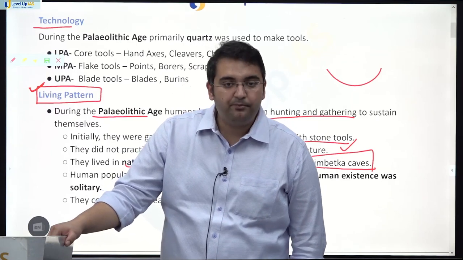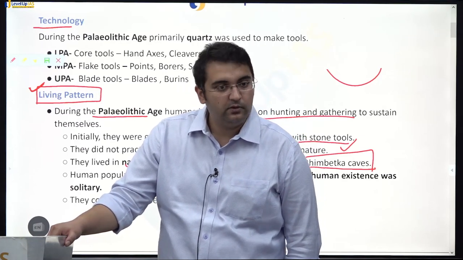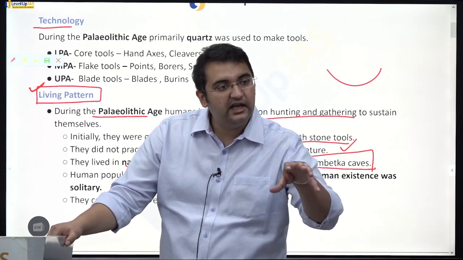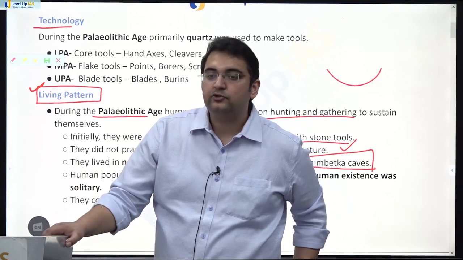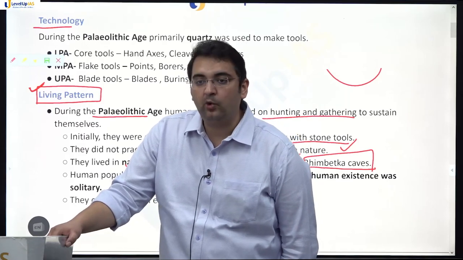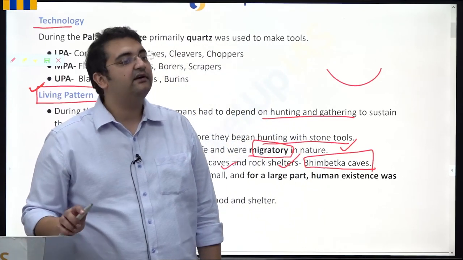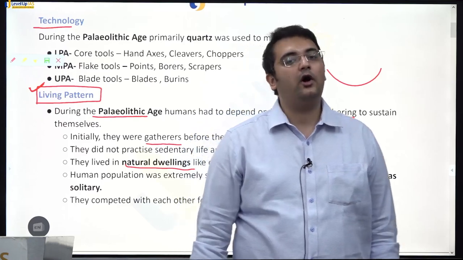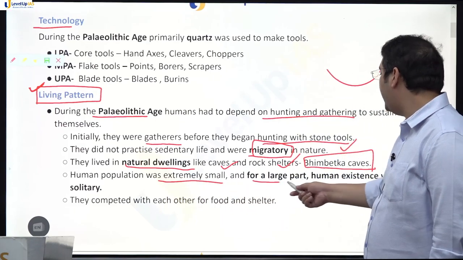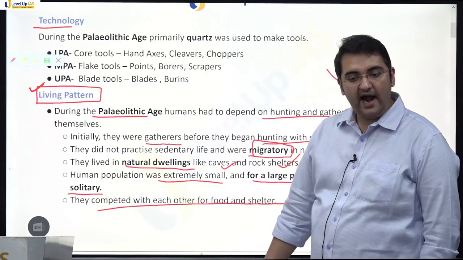Okay? Will it be possible for large groups of humans to cohabit, to live together? No. Why? Because the territory in which they are hunting as a group will not be able to sustain a very large population. So a very long period during the Paleolithic age, most human beings used to live alone. They were solitary beings. Or if at all they were living together, they were living in very small groups of two or three people. Okay? So human population was extremely small, and for a large part, human existence was solitary. They competed with each other for food and shelter.